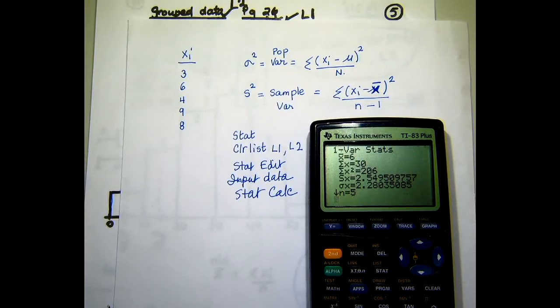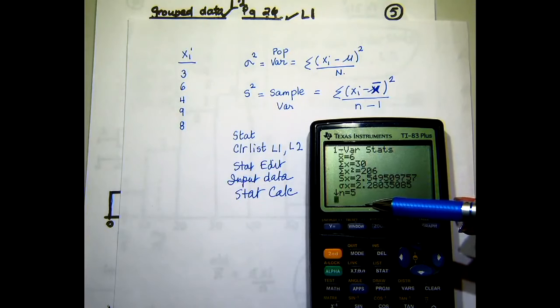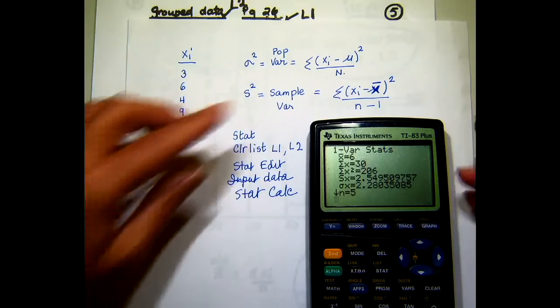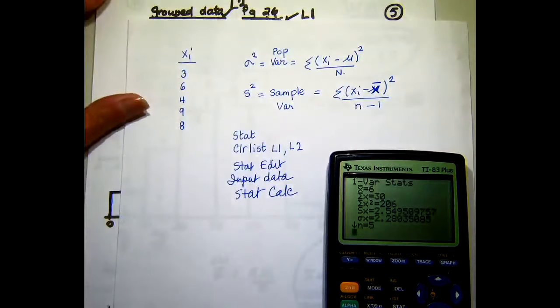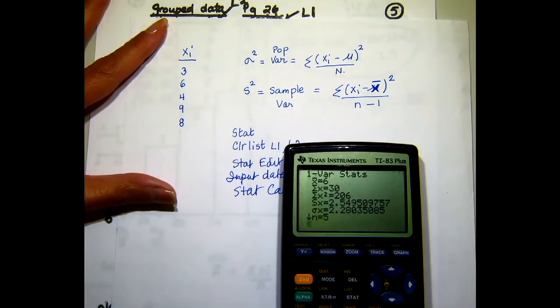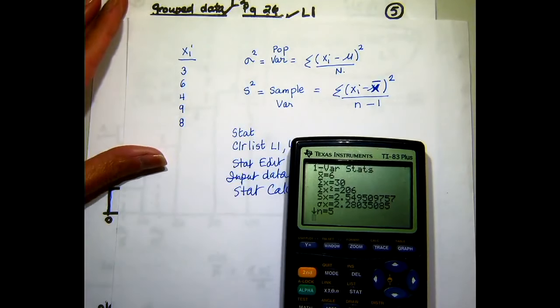So I see 2 different values. I see sigma equals 2.28, and I see S equals 2.54, where S is always going to be bigger than sigma because S has a denominator of n minus 1, and sigma has a denominator of n. So S will always be larger than sigma. So this shouldn't be an issue. Let me know if you have any questions.